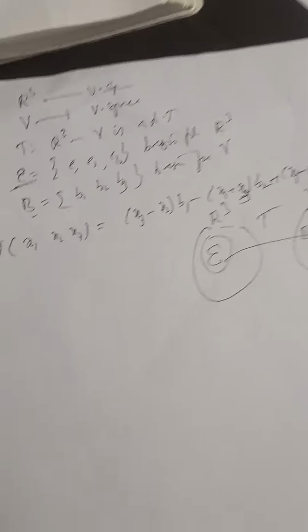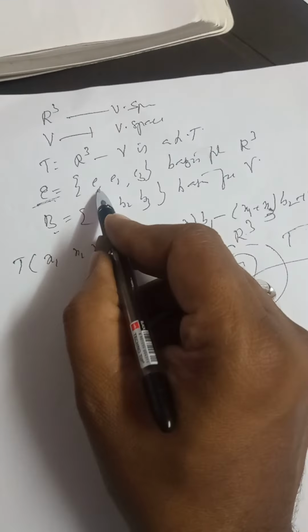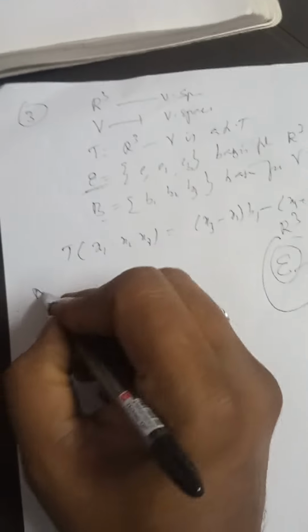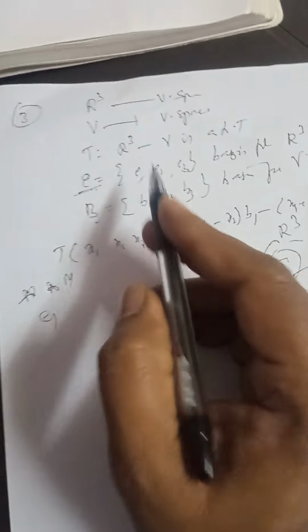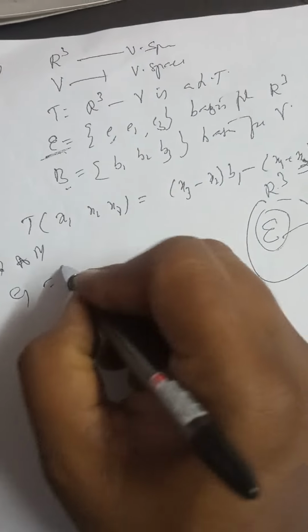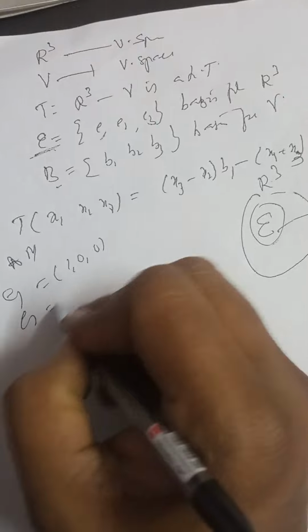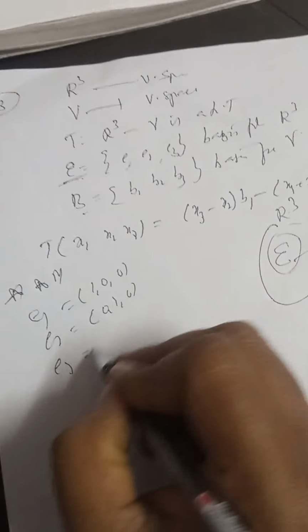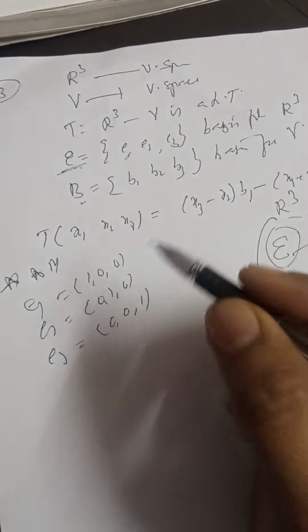Here the first set is R cube, the second set is V, and T is a linear transformation. Now this is E. E is a basis for R cube. B is a basis for V. Basis means first of all it must be a subset, no? Right? Now what are E1, E2, E3? Remember, if it is R cube, E1 is always equal to 1, 0, 0. E2 is equal to 0, 1, 0. E3 is equal to 0, 0, 1.